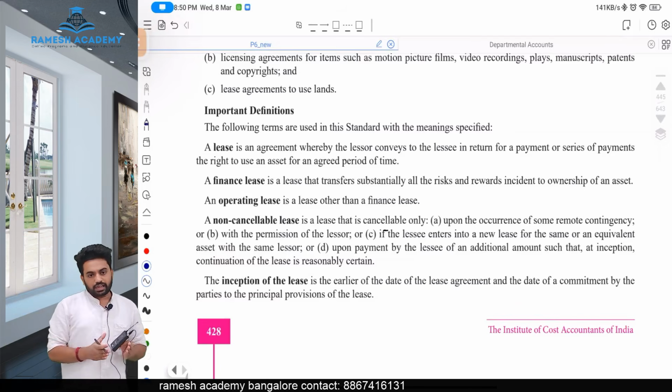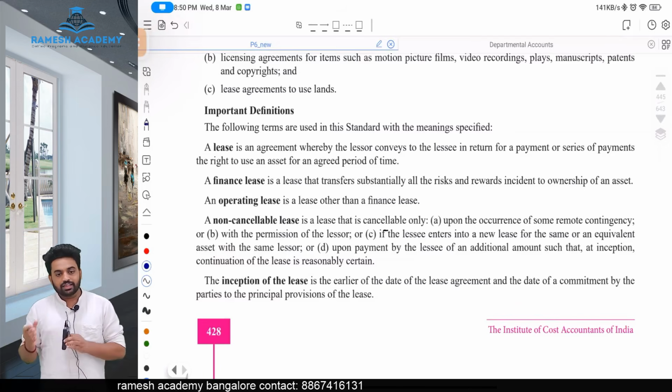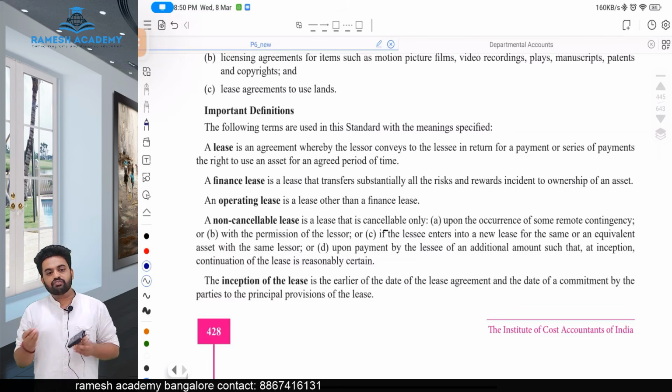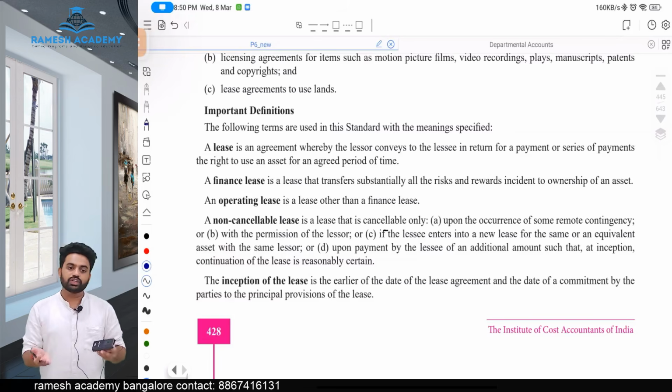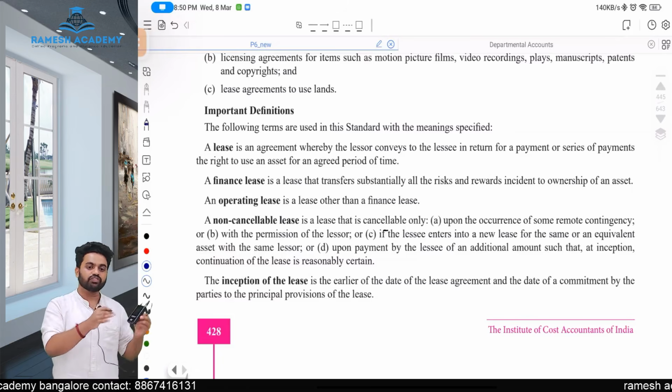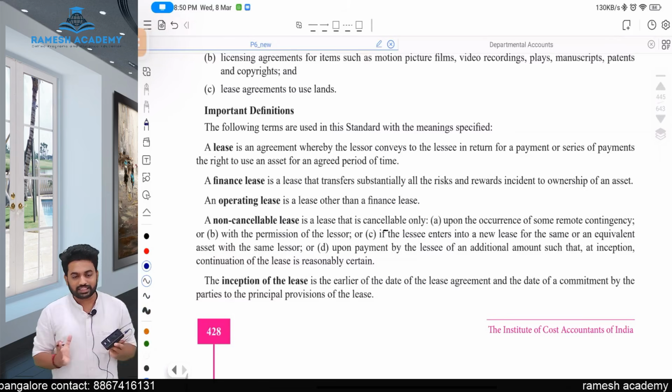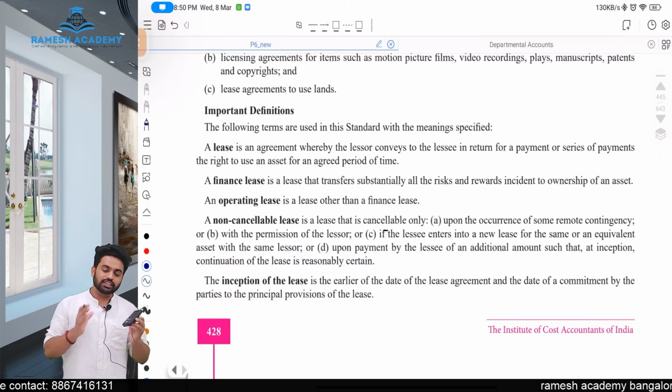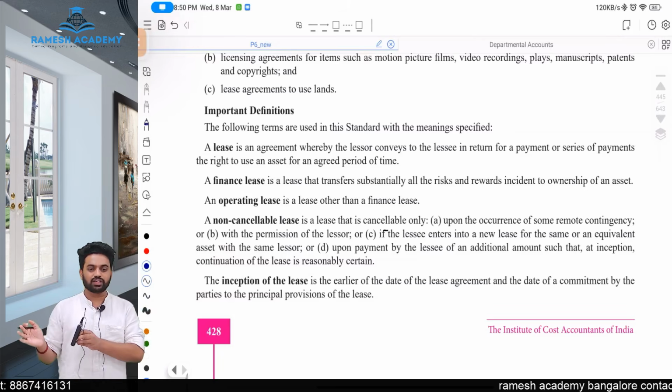Or you might pay 1 lakh rupees for 5 years. Later, after the 5th year, if you pay 50,000 rupees more, you are going to get that particular asset to yourself. I mean, you will become the owner of that particular asset. This kind of lease is where almost all the risk and reward of the asset will be transferred.